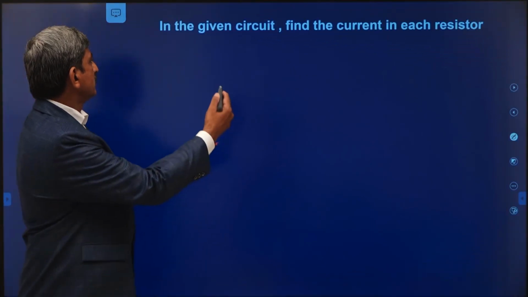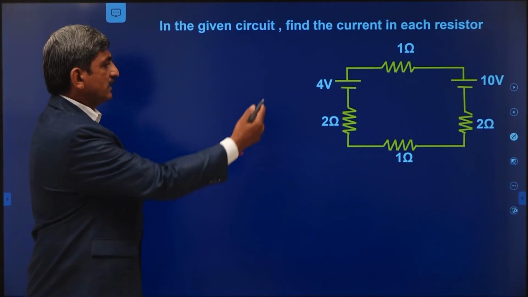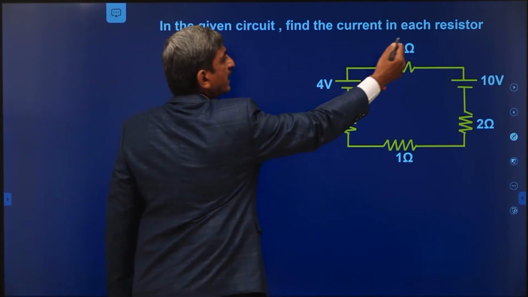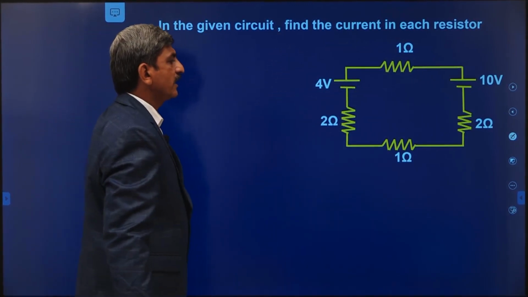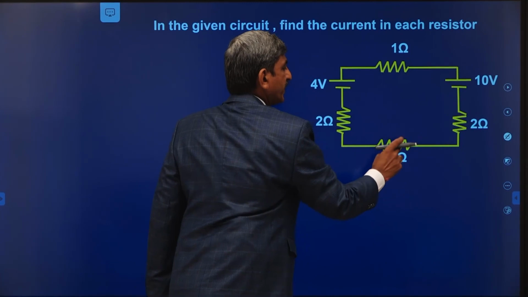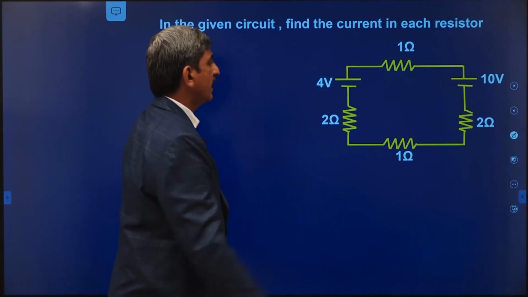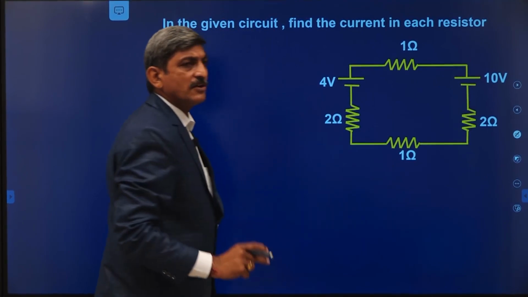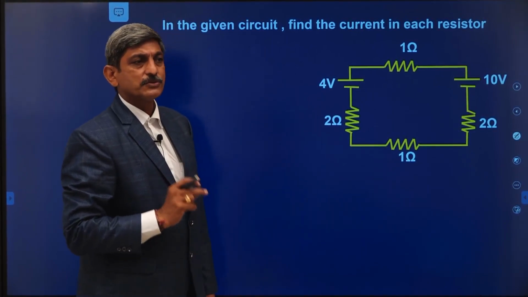Now, here there is a circuit. In the given circuit, find the current in each resistor. So here there are 1, 2, 3, 4 resistors and 2 cells. In each resistor, we want to determine the current passing through the circuit.